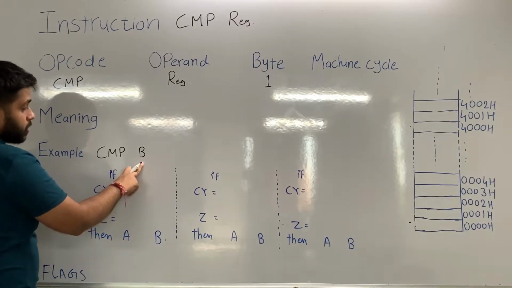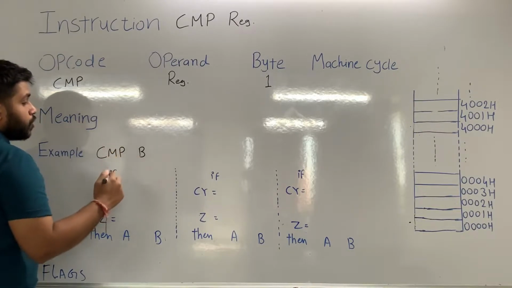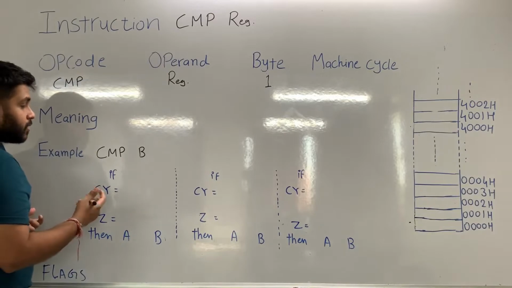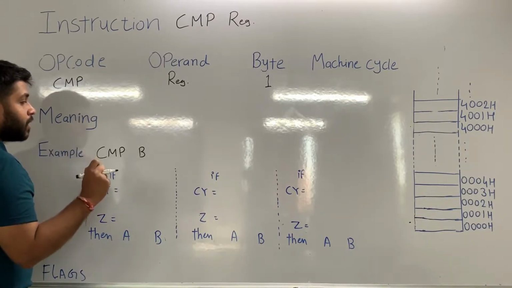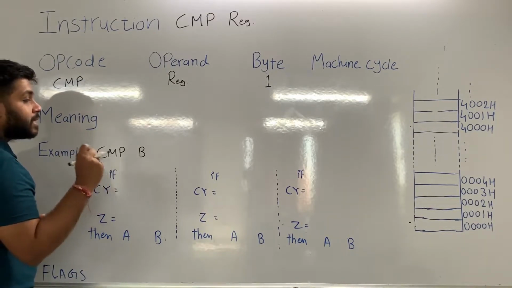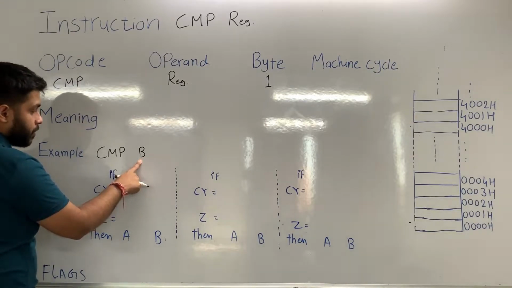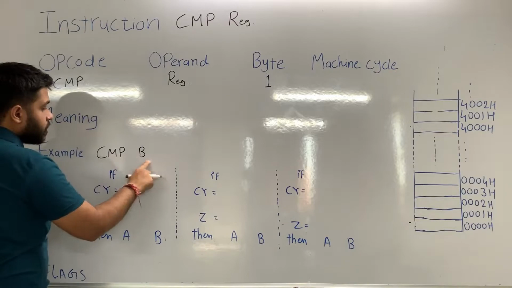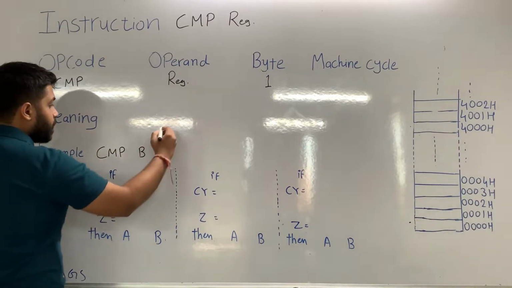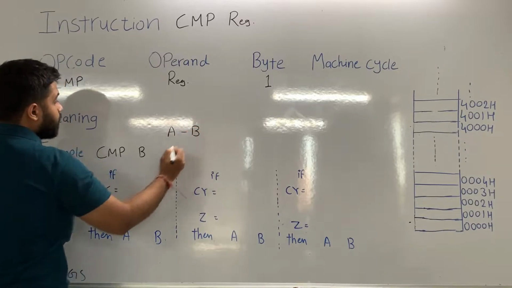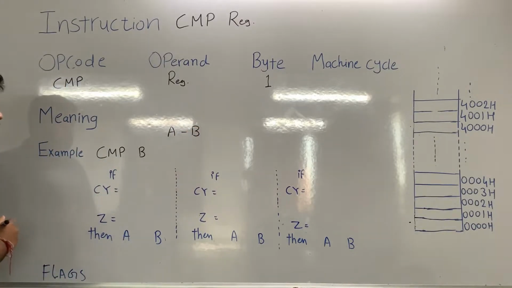But how does the microprocessor perform the comparison? To perform this instruction, to perform comparison, the microprocessor will simply perform the arithmetic subtraction between the register B and accumulator. So when this instruction is executed, the microprocessor will perform the subtraction between accumulator and register B.